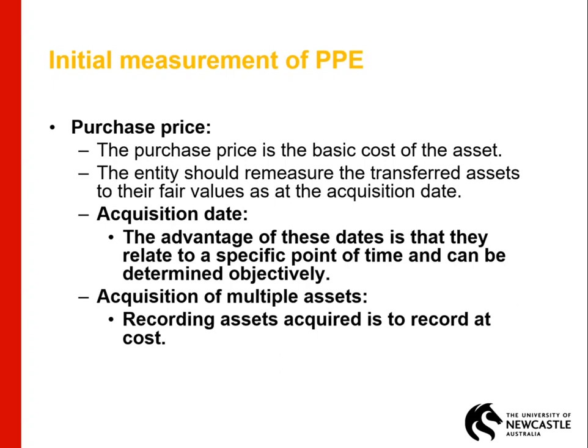Another issue that can arise is where you are acquiring a bundle of assets which do not represent a business combination as such. You pay one amount for that bundle of multiple assets, and you have to allocate a cost to each of those assets within that bundle, and you do that according to their fair values. There is an example in your textbook of how this is applied.